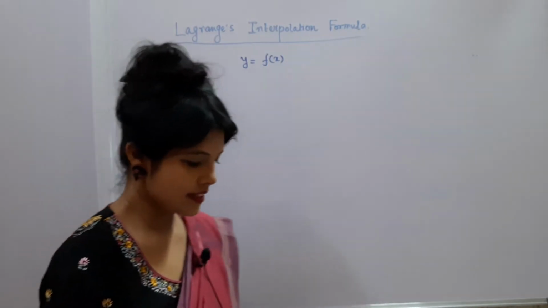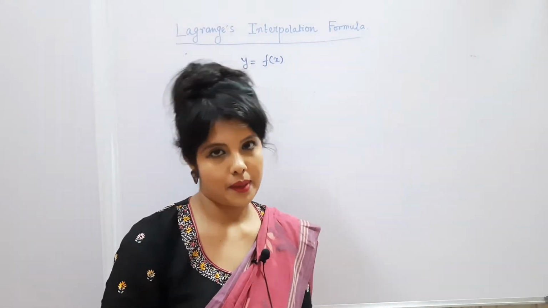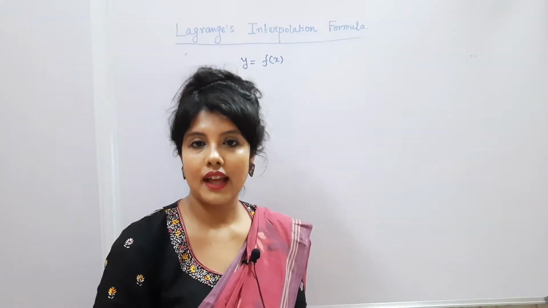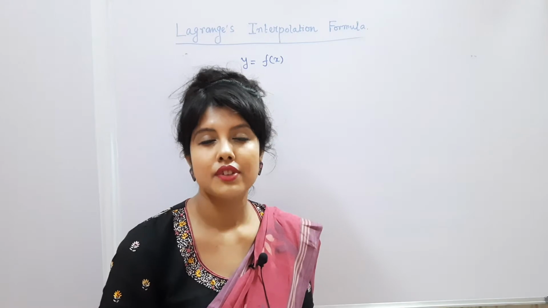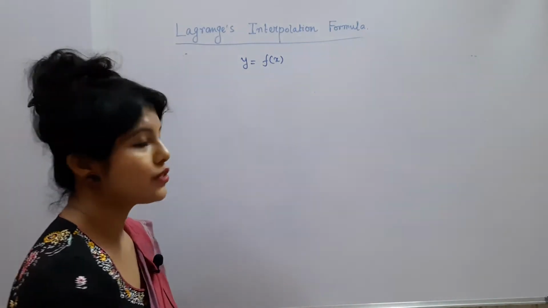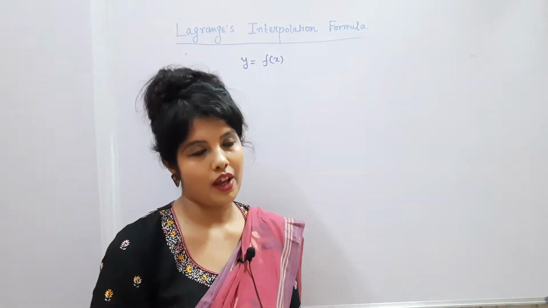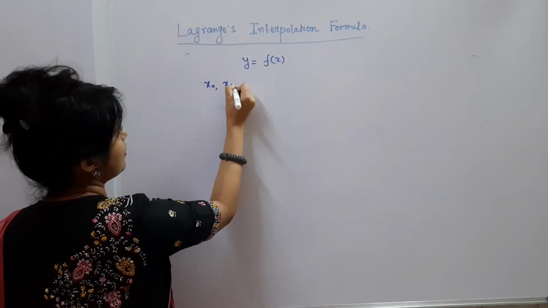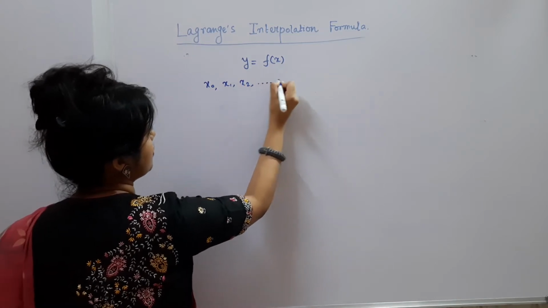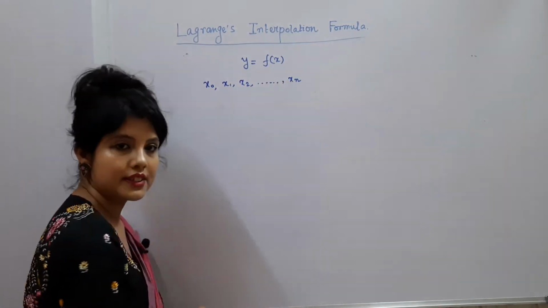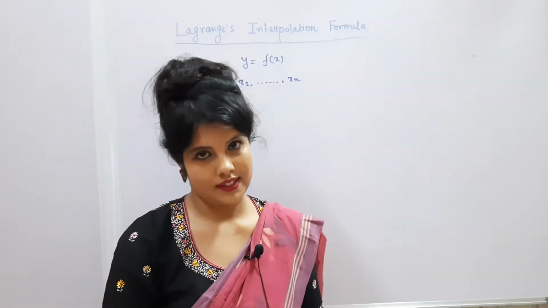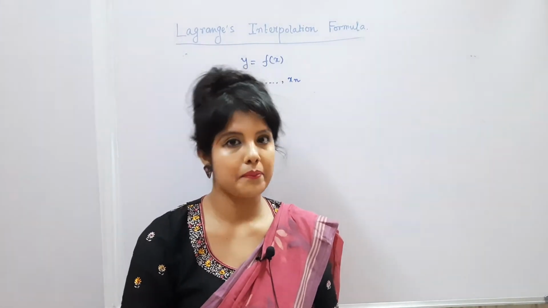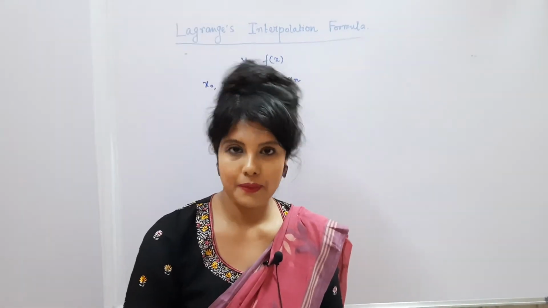In my previous class I have already discussed Newton's forward and backward interpolation formula, but that kind of formula has some limitations. That is, Newton's forward and backward interpolation formula will be applicable only when the values of x, that is x0, x1, x2 up to xn, are equally spaced, or equidistant. Otherwise Newton's forward and backward interpolation formula cannot be applied.